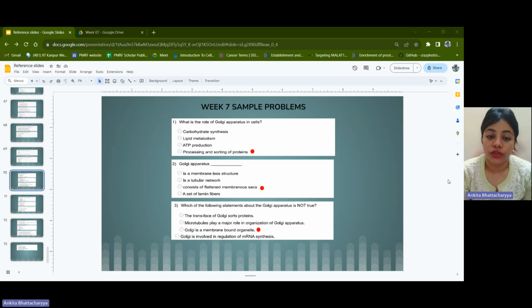Then in question 3, we're asked which of the following statements about the Golgi apparatus is not true? The trans face of the Golgi sorts proteins. The microtubules play a major role in organization of the Golgi apparatus. The Golgi is a membrane-bound organelle, or it is involved in the regulation of mRNA synthesis. So which of these is not true is the question. The trans face sorts proteins, so that is true.